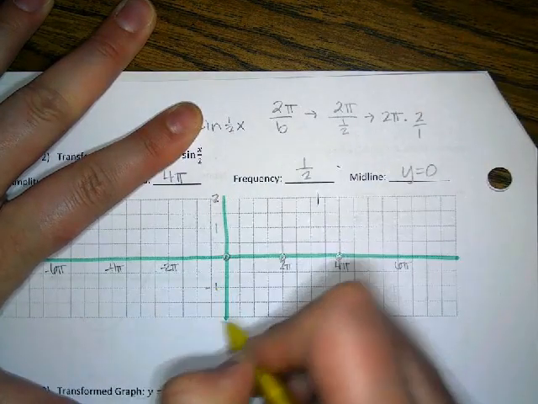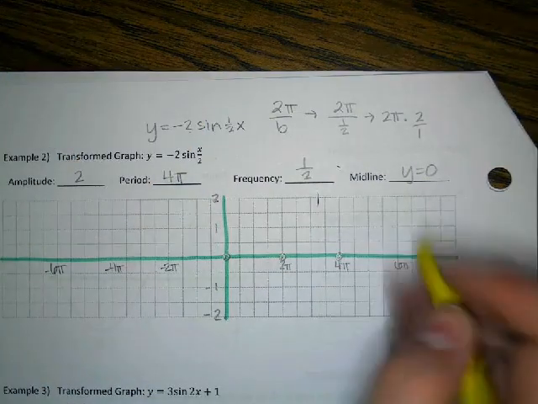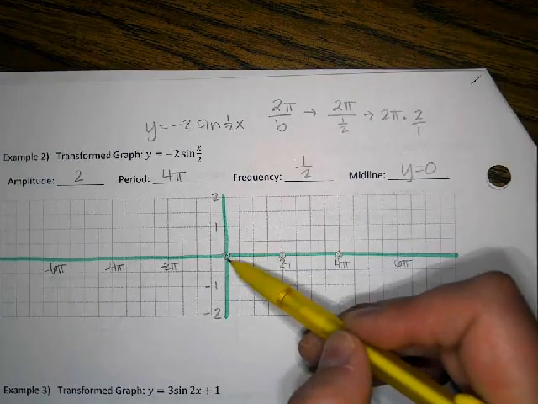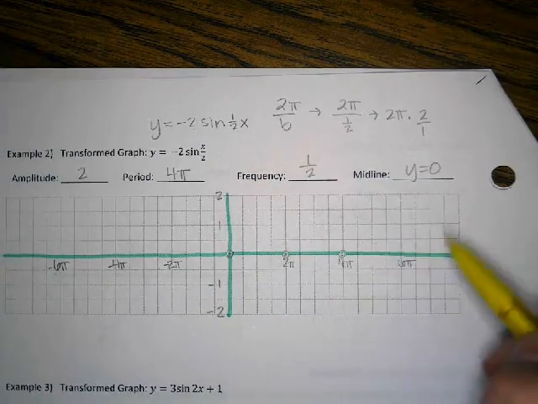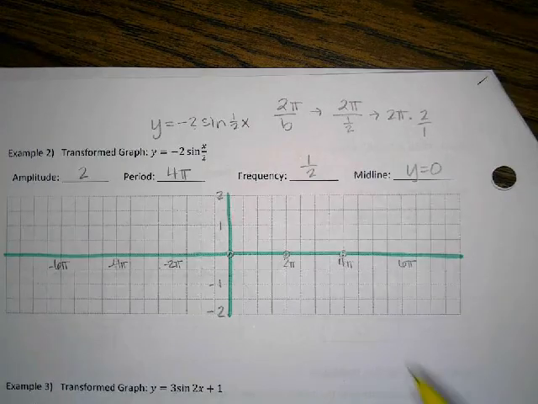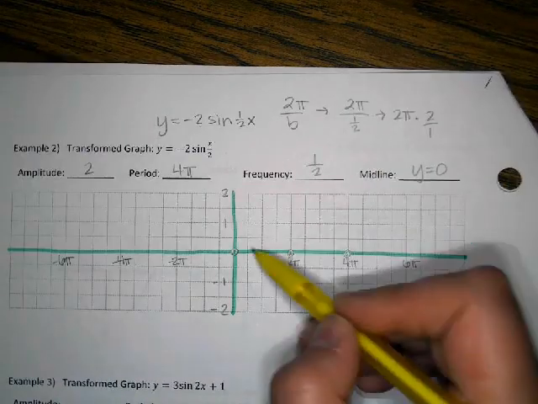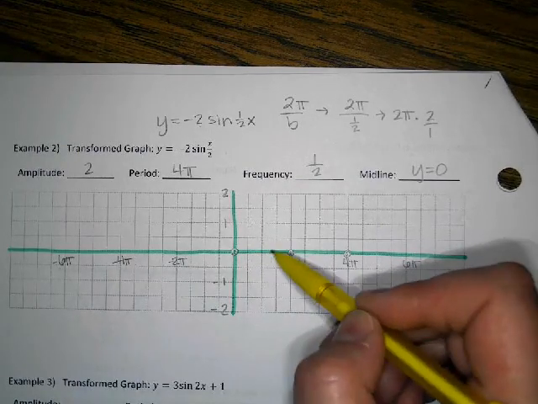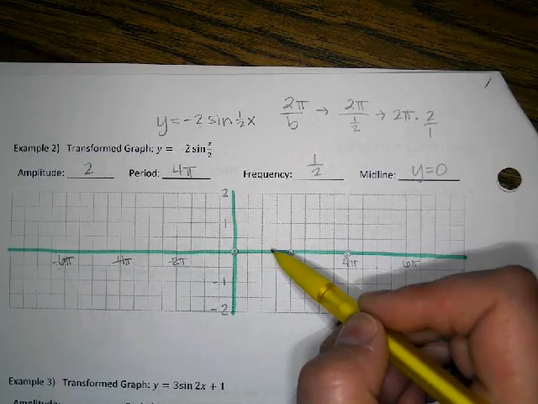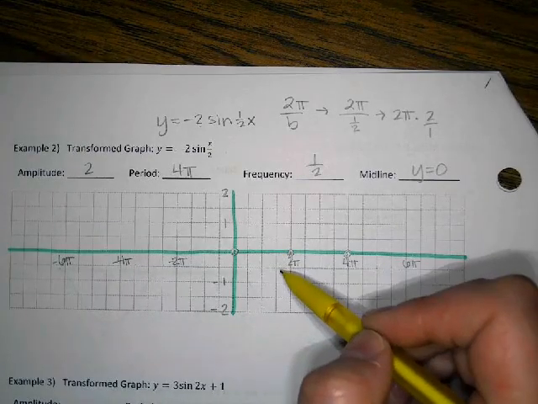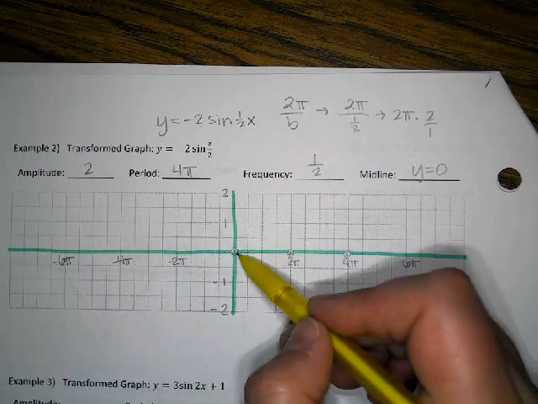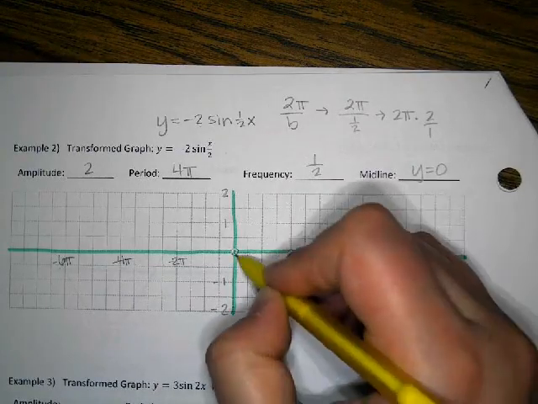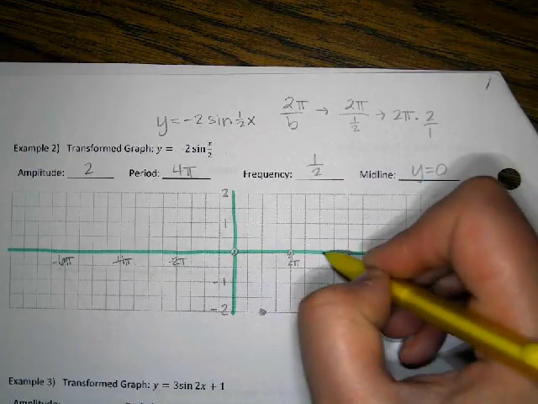So I've got my dots started. Now normally between the first 2 points we would go up to an amplitude of 1, but this has a negative in the front, so what are we going to do? We're going to go down. We're going to reflect and go down to our amplitude of 2. And then between the second 2 points, we would normally go down to our amplitude of 1. But now we're going to go up instead because we're reflected, and we're going to go to an amplitude of 2.